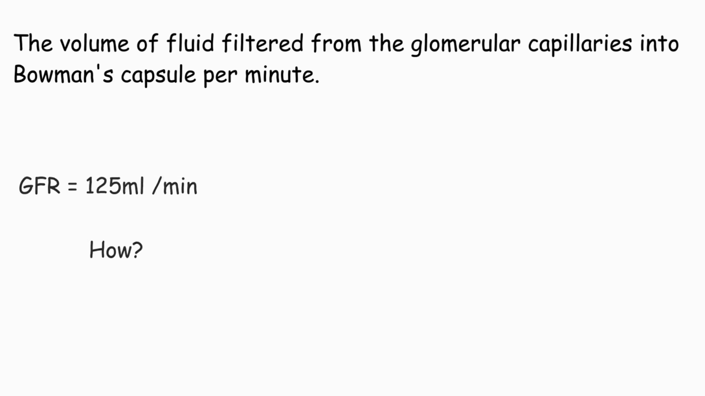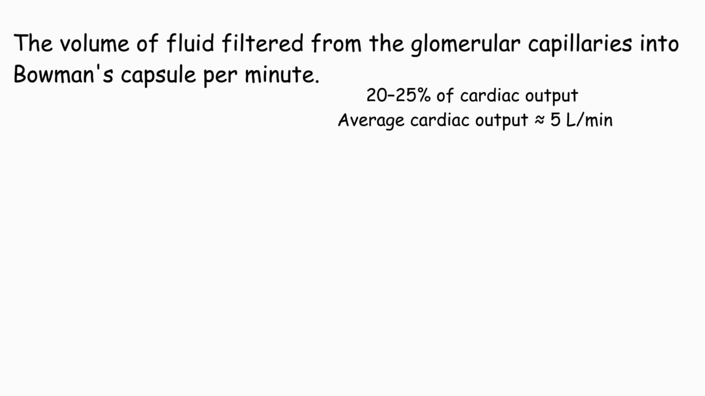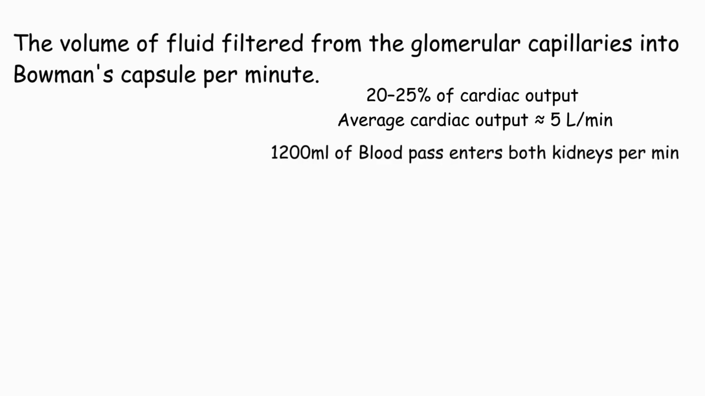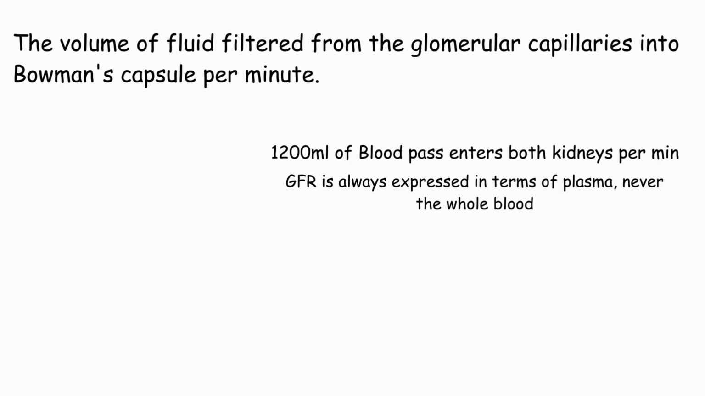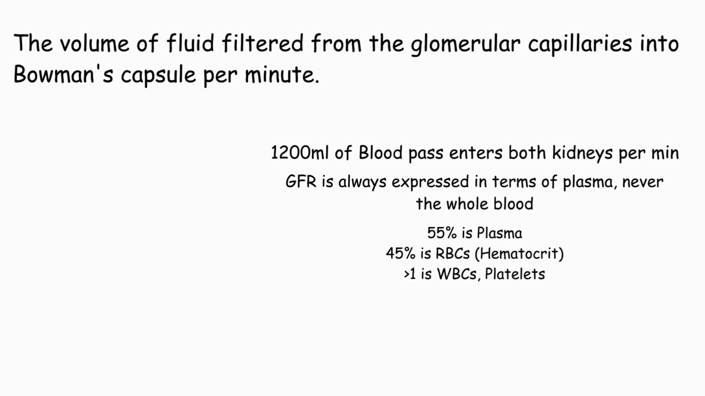Let's see. For this, kidneys receive 20 to 25% of cardiac output, and average cardiac output is almost equal to 5 liters per minute. So that is 1,200 milliliters of blood which enters both the kidneys per minute. Now remember, GFR is always expressed in terms of plasma, never the whole blood. As you know, about 55% of blood consists of plasma that includes plasma proteins, nutrients, water, and hormones.